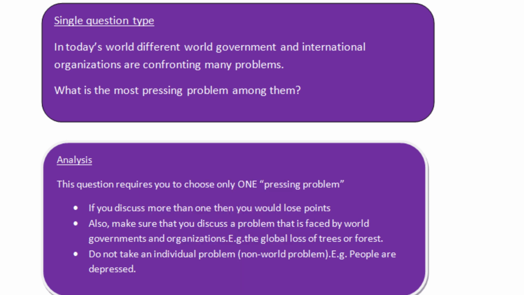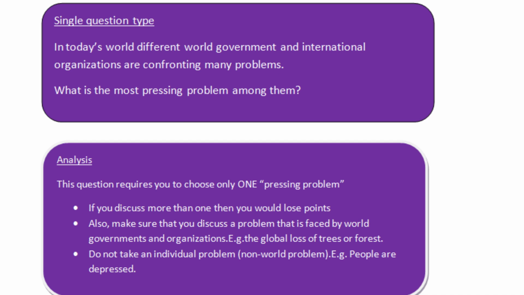Now let's get into the analysis of this question. This question requires you to choose only one problem. Okay? Only one pressing problem. If you discuss more than one, then you would lose your points. So it will hurt your task achievement score if you're discussing more than one problem, because they are clearly asking for just one problem. Okay, so make sure that you just address one pressing problem.